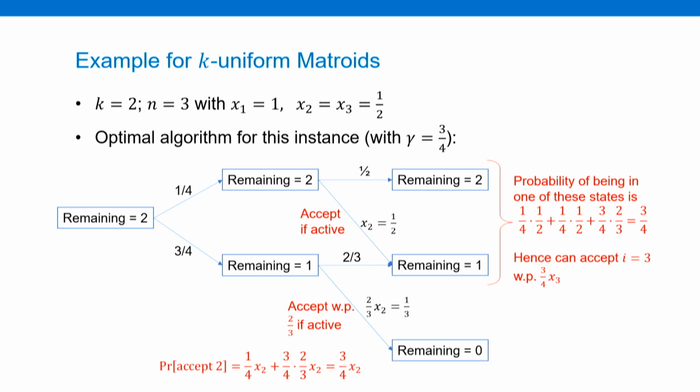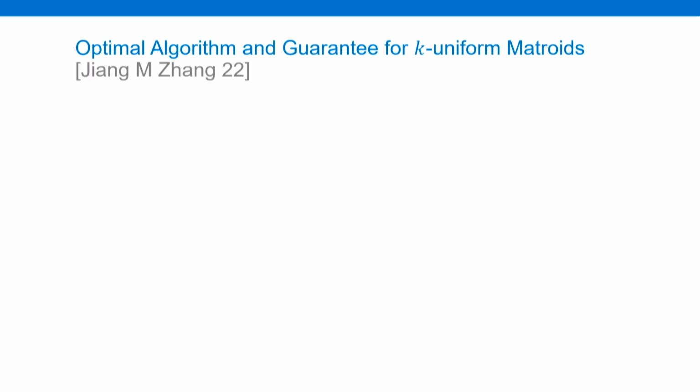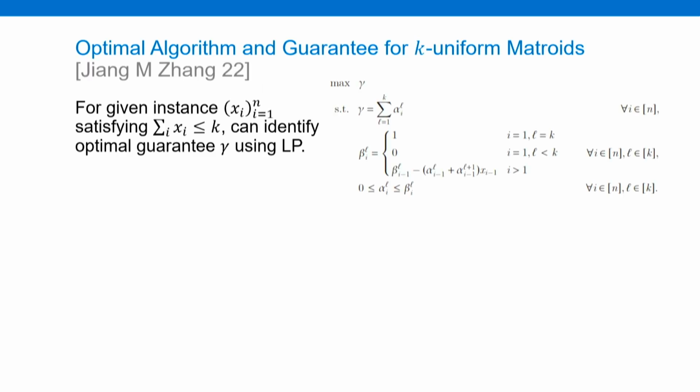OK, but how do we know this was optimal? So now I'll just describe the final slide. The way that you show this is optimal is you can formulate the optimal guarantee derivation for a fixed instance of this k-unit matroid OCRS problem using an LP. The LP essentially looks something like this. It's quite simple.